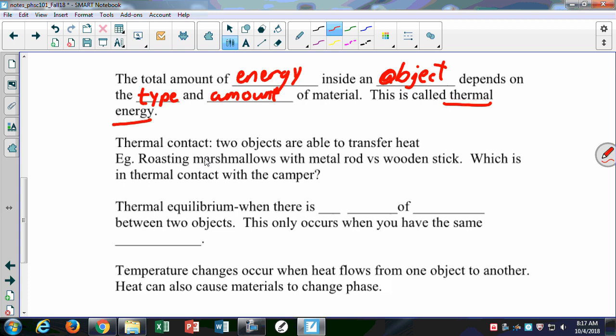So if you stick a metal rod in a fire, eventually it's going to burn you because the heat will transfer from the fire to your hand. Now they make marshmallow sticks that have a lot of air in them. They sort of limit the contact with these little plastic pieces, but you still make thermal contact with the camper.